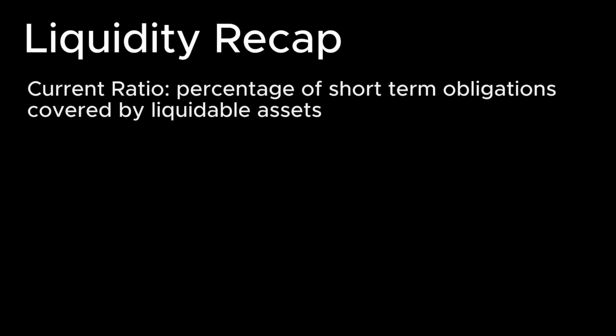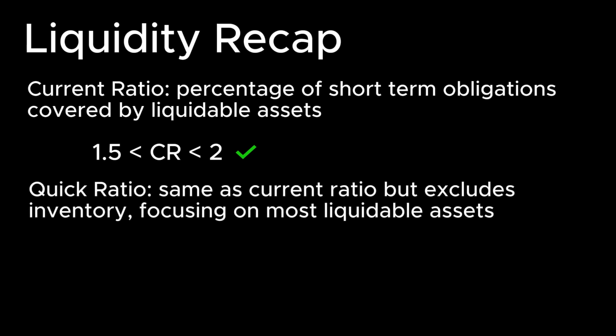Alright, so let's quickly recap some of the metrics we've learned to assess a company's short-term liquidity. The current ratio tells us how much of a company's short-term obligations are covered by its liquidable assets in percentage terms. In general, the higher the current ratio, the better, and a current ratio between 1.5 to 2 is ideal. The quick ratio is a stricter version of the current ratio that excludes inventory. It tells us how much of the company's most liquidable assets, which have a 100% cash conversion percentage, cover short-term obligations. On average, we can consider a quick ratio of 1 to indicate strong short-term liquidity.